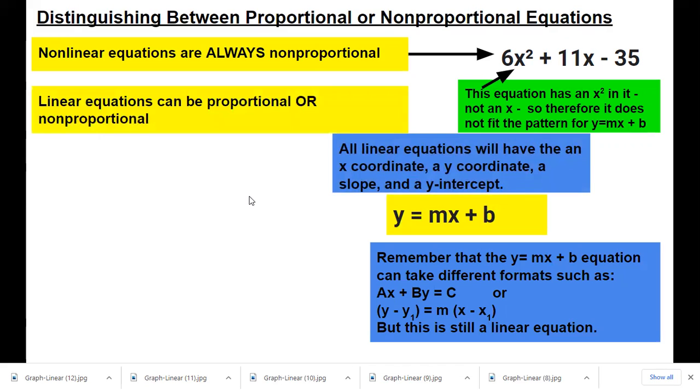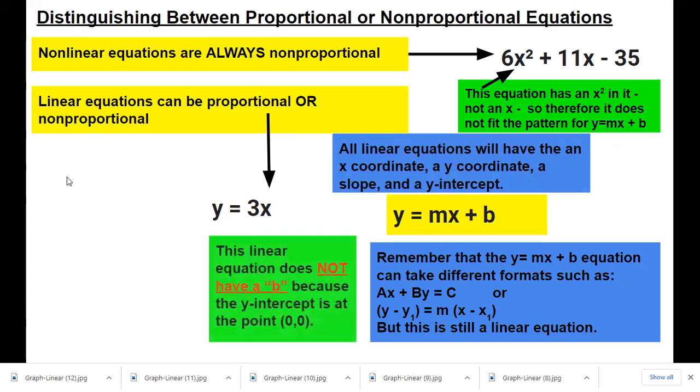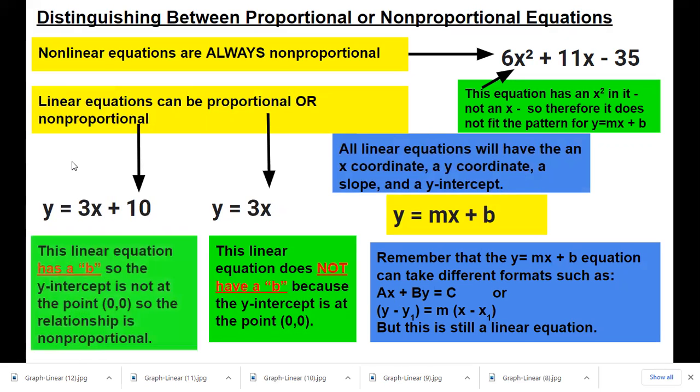Linear equations can be proportional or non-proportional. So y equals 3x, is that proportional or non-proportional? Well, that's proportional. Why? Because it does not have a b. b is actually 0, so they don't show it. This linear equation does not have a b because the y-intercept is at the point 0, 0. Here is a non-proportional equation, y equals 3x plus 10. Because it has a b, the y-intercept is not at 0, 0. The y-intercept is at 10. So this is a non-proportional linear equation.